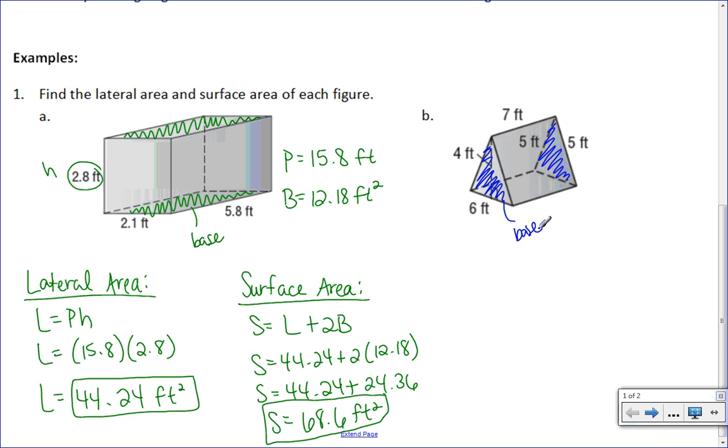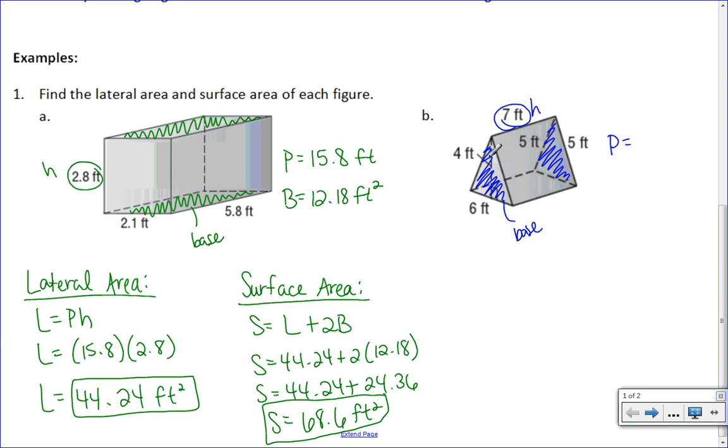And remember, the height of the prism is always the distance from one base to the other. So it's not 4. 4 is the height of the triangle. It's actually going to be 7, because that's how far apart this base is from this one. So this is H. Okay. Perimeter of the base.